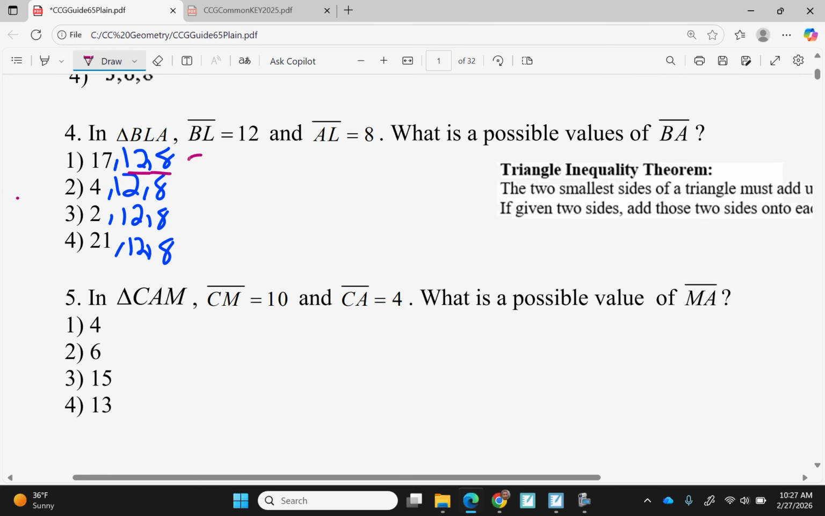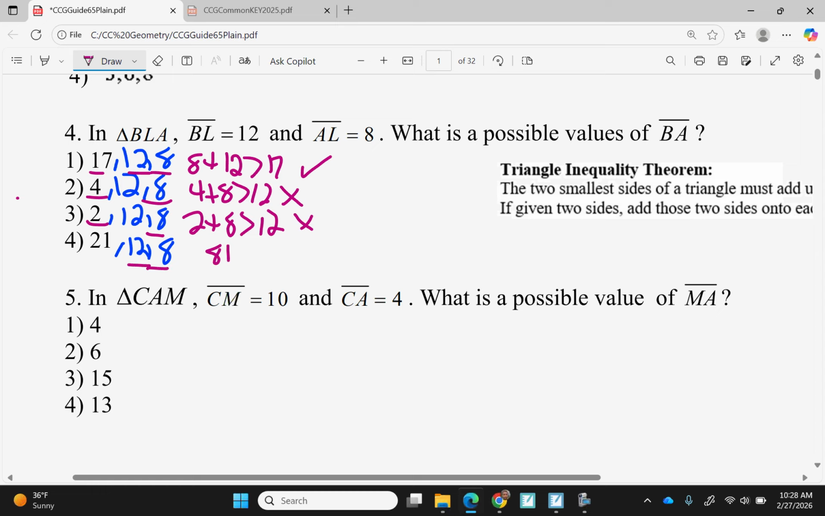The two smallest in choice 1 are 8 and 12. Is that more than 17? Yes. The two smallest, 4 and 8. Is that more than 12? No, it's equal to 12. It's got to be more. The two smallest, 2 and 8. Are those more than 12? No. The two smallest, 8 and 12. Is that more than 21? No. Which one is a possible value? Choice 1.